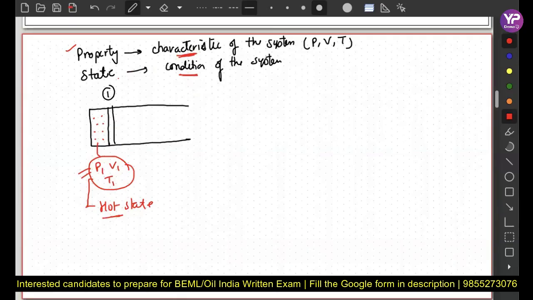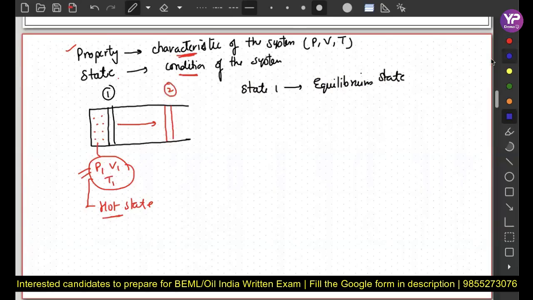Now what happens here? When the system has attained particular characteristics, it has attained a defined state, we can say this is an equilibrium state. The state 1 is the equilibrium state here. Now what is happening? Let us suppose the piston is moving from 1 to 2. The piston has moved from 1 to 2.